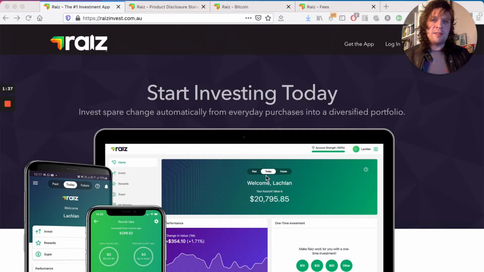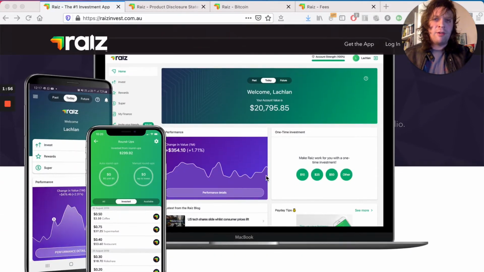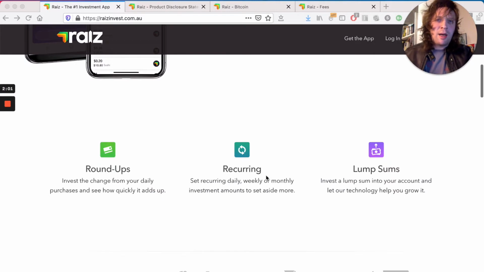So when I say Raiz invests your money for you, what exactly does that mean? Well, essentially, Raiz invests your money in assets like shares, government bonds, cash, but we'll get more into that later. So when you start using Raiz, you'll notice that it has a couple of options for how to invest your money. You can either put in a lump sum, so a big lump of cash. You can set up a recurring direct debit, so you might want to invest $20 a week, $50 a month. With Raiz, you can do that.